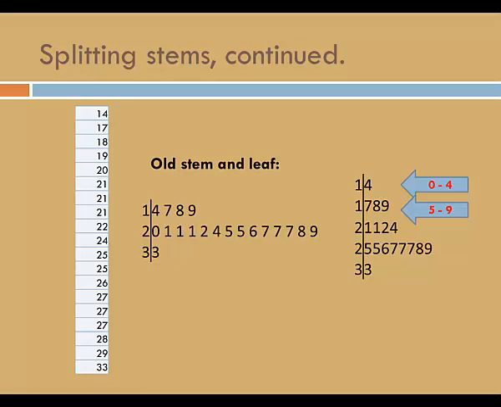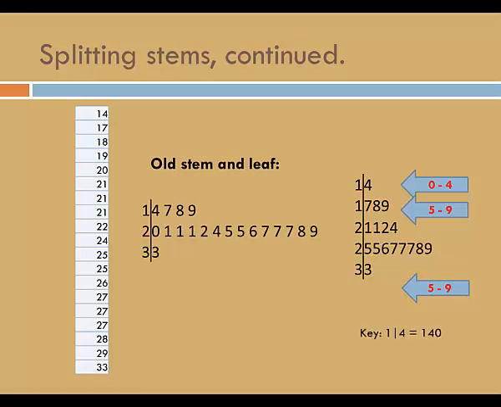The first appearance of the stem 1 is for digits 0 through 4. And the second instance of the stem 1 is for the leaves or digits 5 through 9. The same is for the first instance of the stem 2, which is for the digits 0 through 4, and the second instance of the stem 2 is for digits or leaves 5 through 9. Since there are no leaves in the 5 through 9 range for the stem 3, we leave it off.